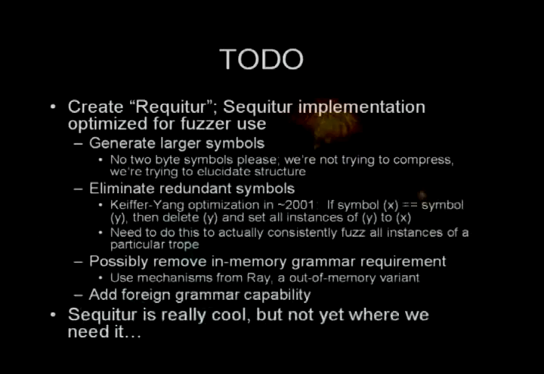There's an in-memory grammar requirement. If you are going to fuzz 100 megs of data, you need to have like 800 megs of RAM. There's a variant called Ray that does not have this trait and still keeps linear time. And of course, add the ability to import foreign grammars. I want to be able to interpret a series of files according to the grammar from another series of files. So I can say, hey, this looks like a JPEG. Well, how do I know that? Well, because it's got symbols from JPEGs.